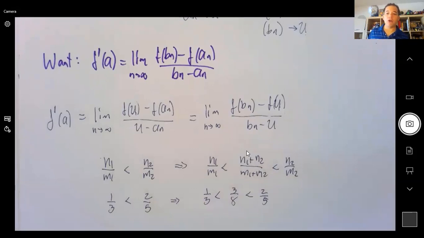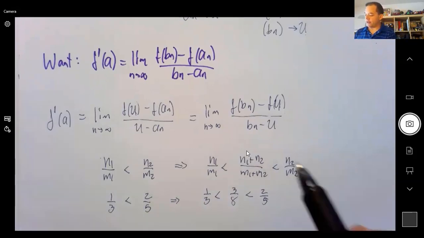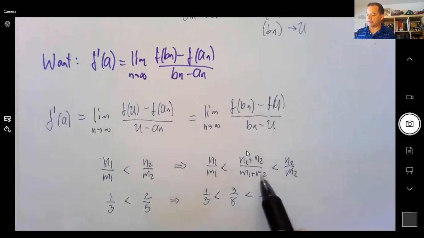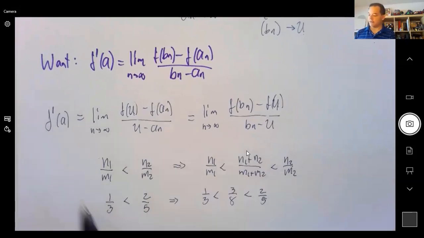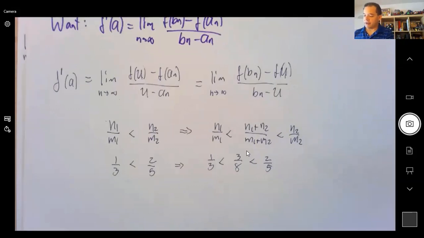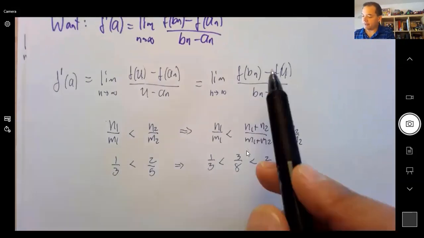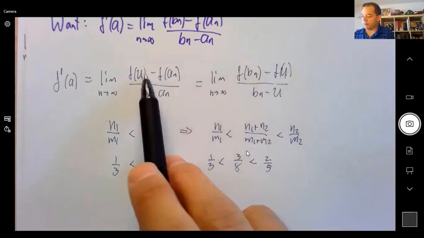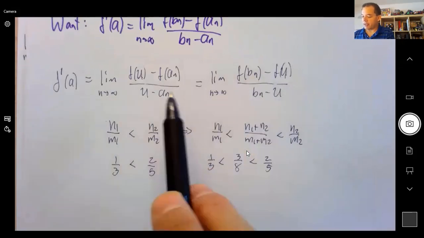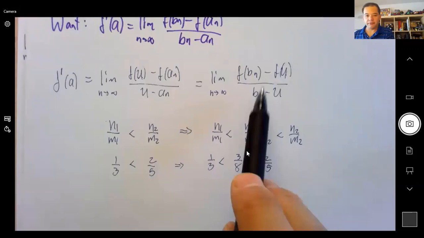If you don't know why this is true, it's super easy. Just cross multiply and you realize that it's the same thing as the original inequality. So it's super easy to prove. This is true in general. And the beauty of this is, what would happen if you do it with these two? What happens when I add up the numerators and then add up the denominators?